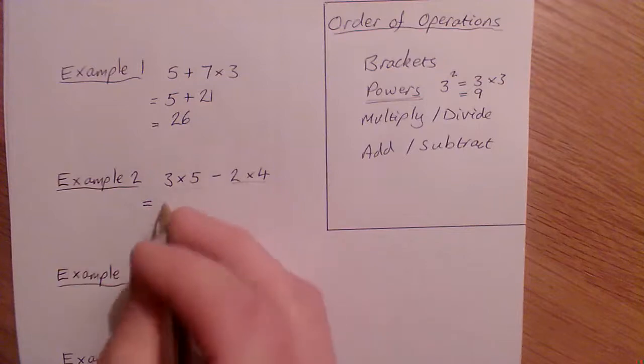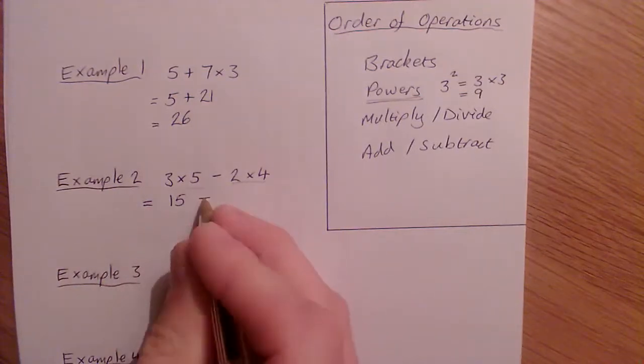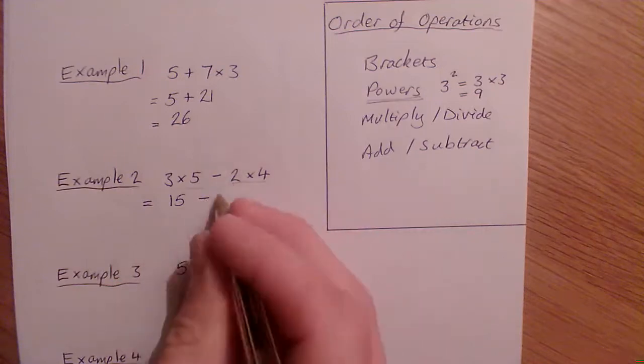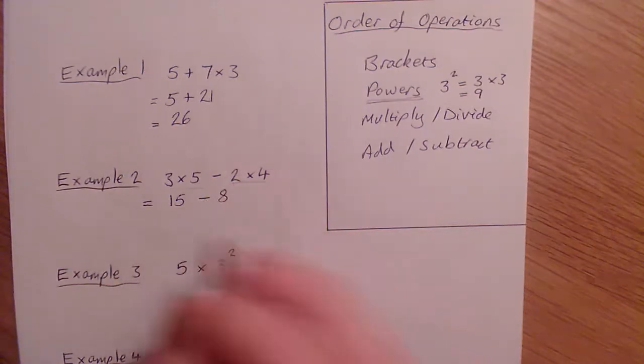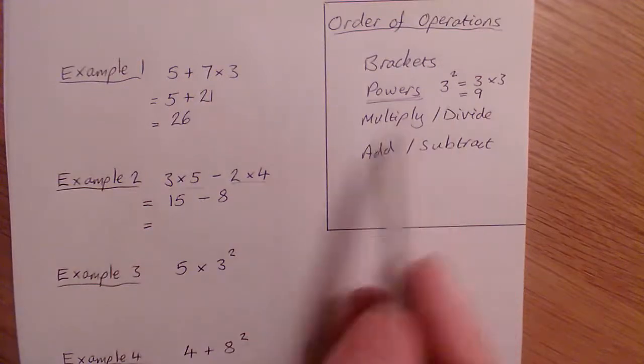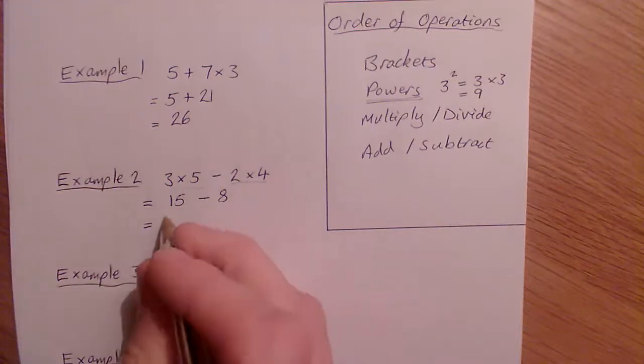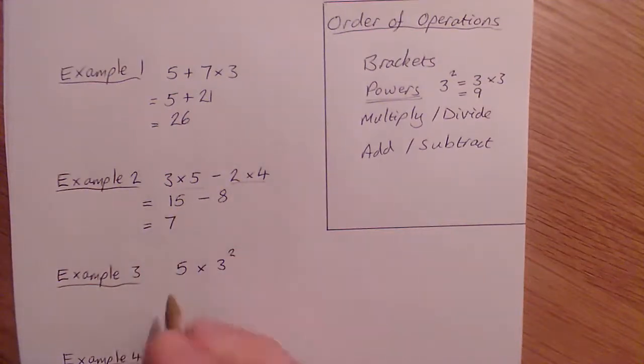So 3 times 5 is 15. We keep the subtract in the middle. 2 times 4 is 8. And now we do the subtracting steps. We've done all our multiplying and dividing, so now we can do our subtraction. 15 take away 8 is 7.